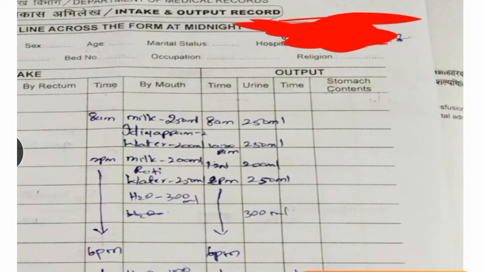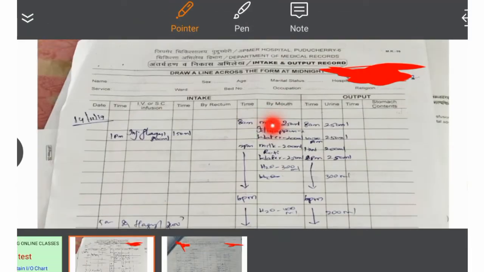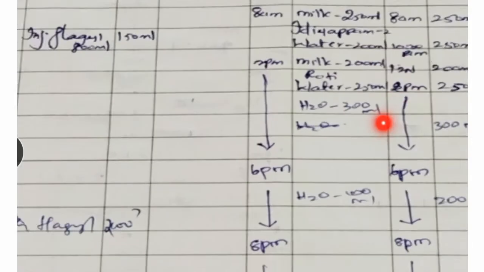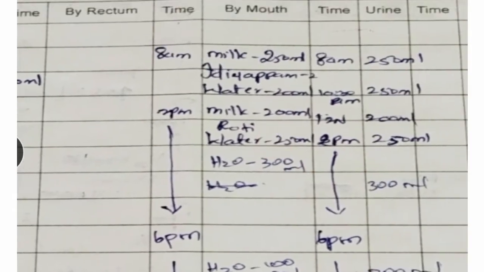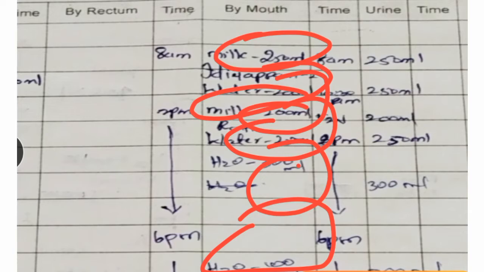Now coming to by mouth. By mouth we will mainly measure. We will monitor, like at 8 a.m. you have given milk, and you have given water. These things we need to write, and the time column will be there, so we need to write the time. Here it is written milk 250 ml, water 200 ml, milk 200 ml, then water, then any juice. Whatever the patient is taking, at whatever time, we need to ask the patient and write it.